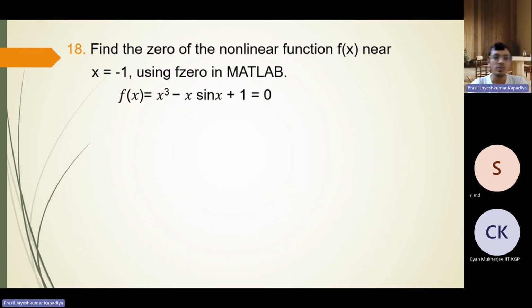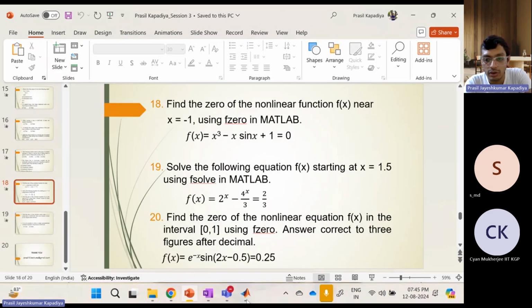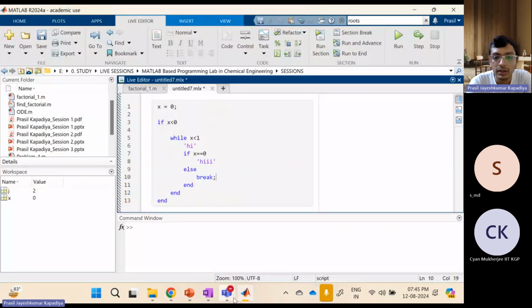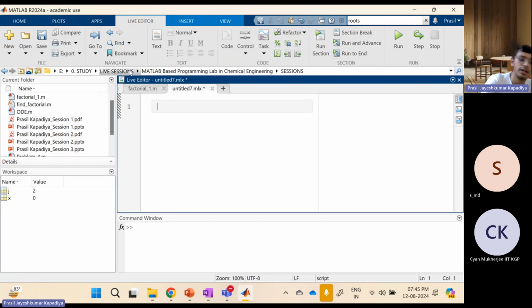Now next question. Find the zeros of the nonlinear equation near x equal to -1 using the fzero command. Our equation is x cube minus x sine x plus 1 equal to 0. So let's solve it. We have 15 minutes left, so let's try to complete these assignment problems.